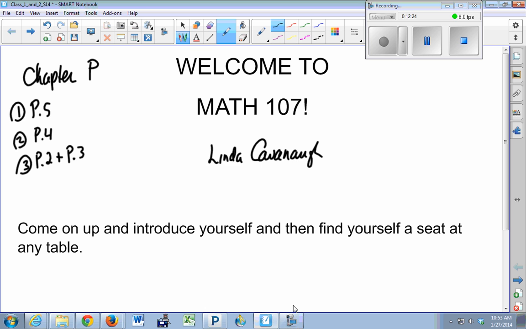So the good news is when you sign up with MyMathLab, the main thing for you to tell MyMathLab is that you're in this course. It says Kavanaugh 71748. That's your course ID. That's what you need to sign in.